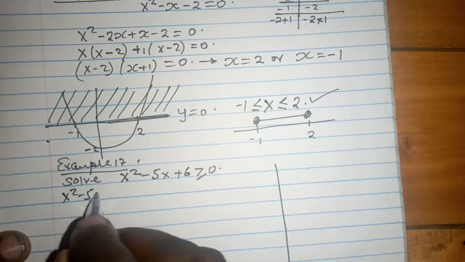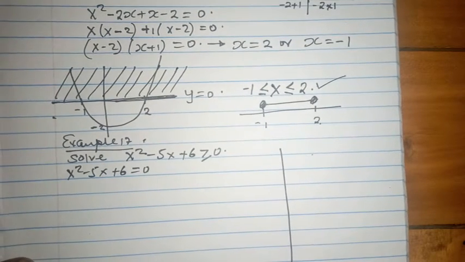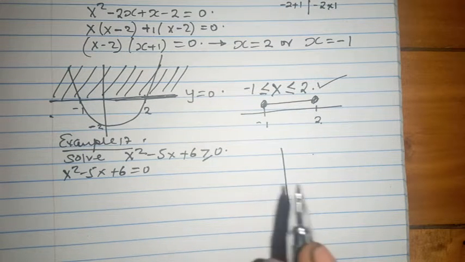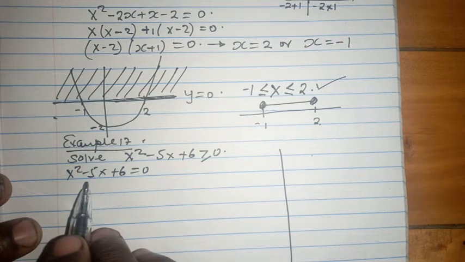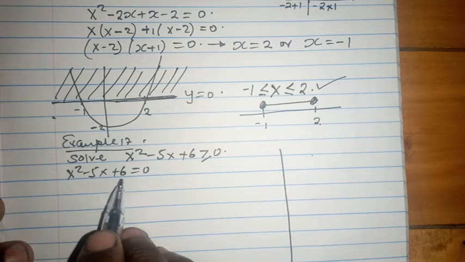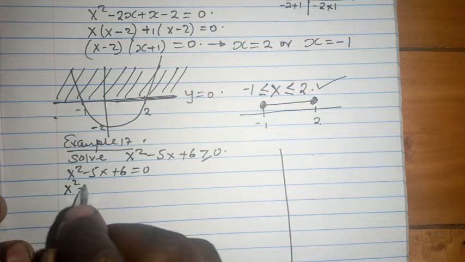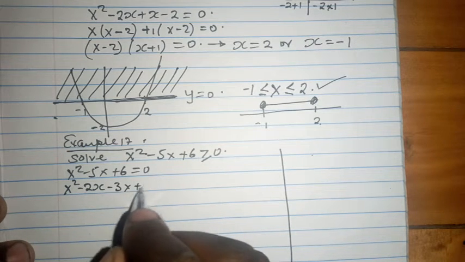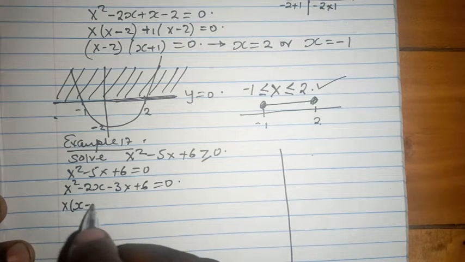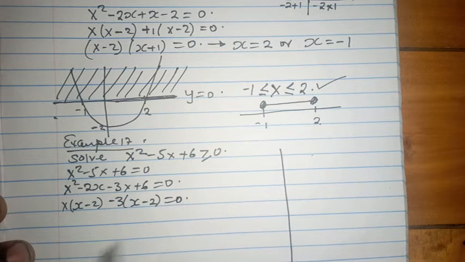X squared minus 5x plus 6, let it first of all be equal to 0 so that we can easily get the critical values. If we go BAC method, you can see which two numbers we add, they give us a minus 5, and the same numbers we multiply, they give us a positive 6. Obviously this is minus 2 and minus 3. So x squared minus 2x minus 3x plus 6 is going to be equal to 0. So x(x minus 2) minus 3(x minus 2) is 0.